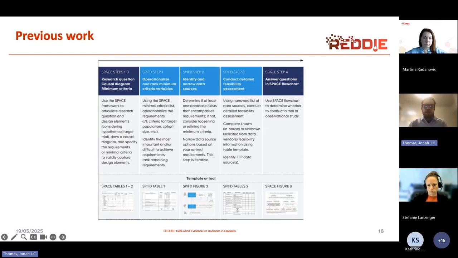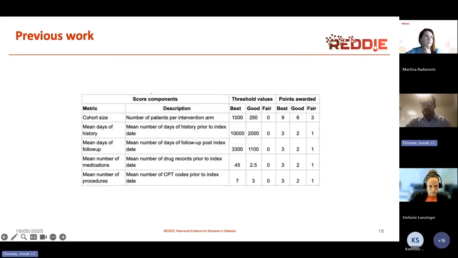So there's the SPACE and SPIFT tool, and this tool focuses on initially defining a research question, operationalizing and ranking the minimum criteria that a database must have in order to answer that question, identifying and then narrowing down the data sources that could be viable based on that minimum criteria, and then a detailed feasibility assessment is conducted to figure out which database may be best suited to answer that specific research question. So you see, this is quite a lengthy process and it has many stages. It is a good tool, and I'll talk about some of the limitations in a second.